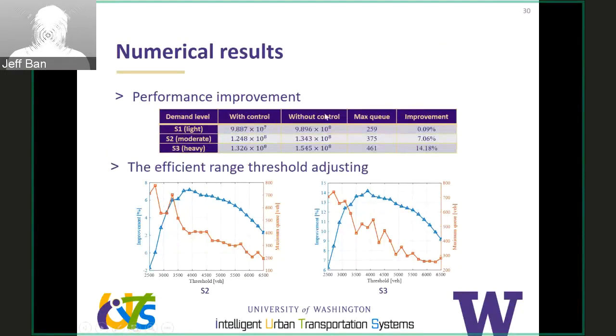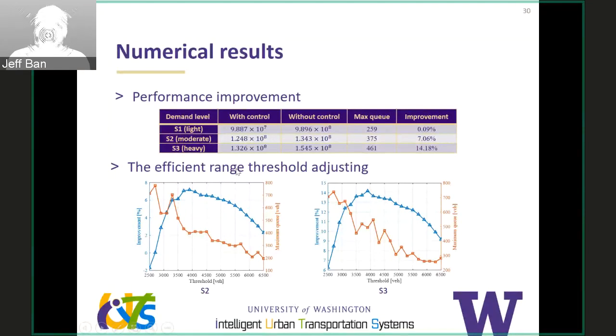This is the first table, the performance improvement. If you have light traffic, who cares, right? The traffic is not too much, so the improvement is almost nothing. But if you have moderate demand, you have about a 7% improvement compared with no control; the congestion can be reduced by 7%. If you have heavy demand, then congestion can be reduced by 14%.